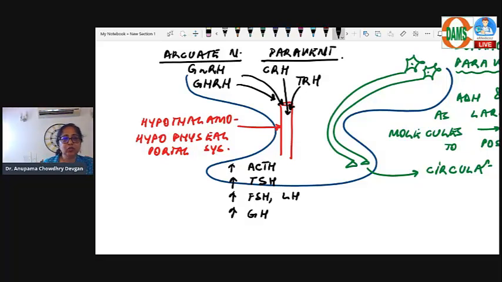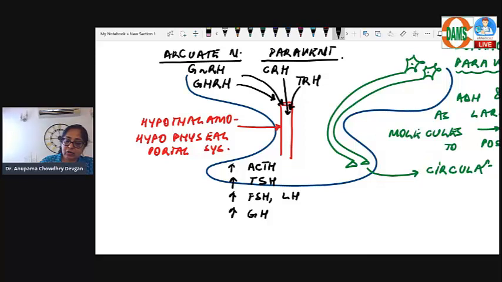The two nuclei involved in secretion of releasing and inhibiting hormones are the paraventricular and arcuate nuclei. Arcuate nucleus secretes GnRH, which enters the hypothalamo-hypophyseal portal system and increases FSH and LH. GHRH, growth hormone releasing hormone, again goes via the portal system to the anterior pituitary and increases secretion of growth hormone.